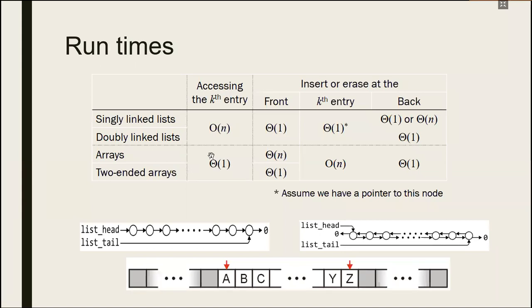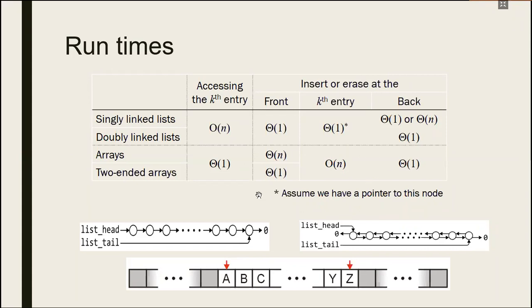Okay, and in the insert or erase, if you want to insert or erase in a linked list, it takes at front order of 1, kth entry order of 1, and back entry order of 1 or order of n. And I have explained why this is order of n, and also why there's a star, because the star is there because we assume the search operation takes order of n already. And in the arrays, we have in the average case in front order of n, at kth entry order of n, and lastly order of 1.